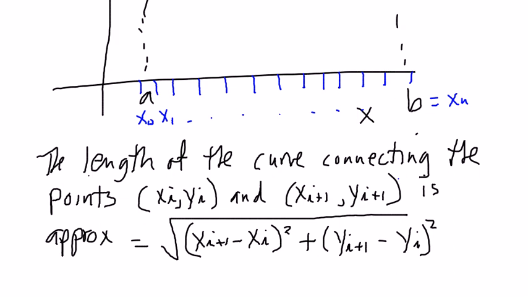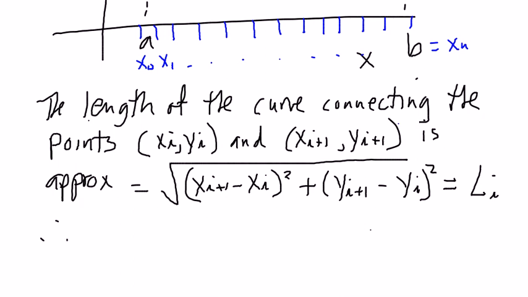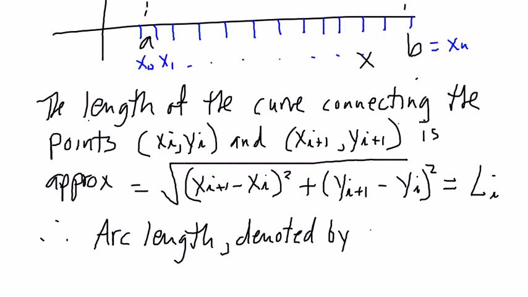And we'll call this Li, the length of the ith line approximating the curve, and then therefore we'll call the arc length, which we'll denote by L, to be L equal to the sum, i going from 0 to n minus 1, of Li. So adding up all of these little lengths.